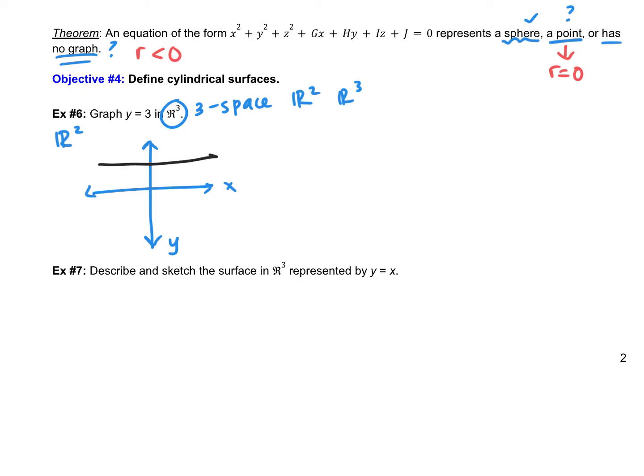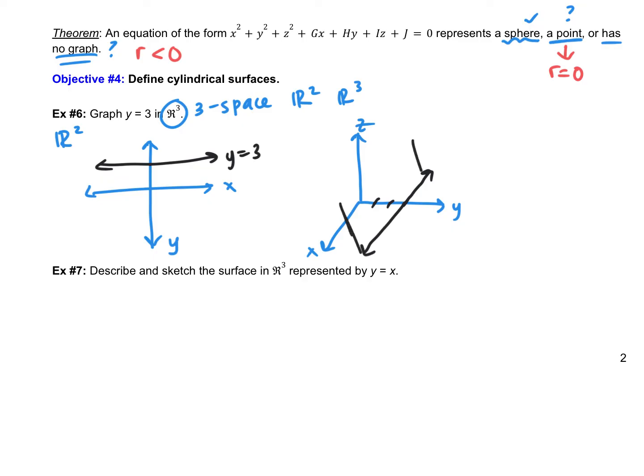Y equals 3 then is just a horizontal line. So then the question is, what happens to that horizontal line when we introduce z? So now if we draw on our axes again, we have our x, y, and z. If we consider where y equals 3 is, that would be this line here on the xy plane. But then what happens is it goes up and down because of z.